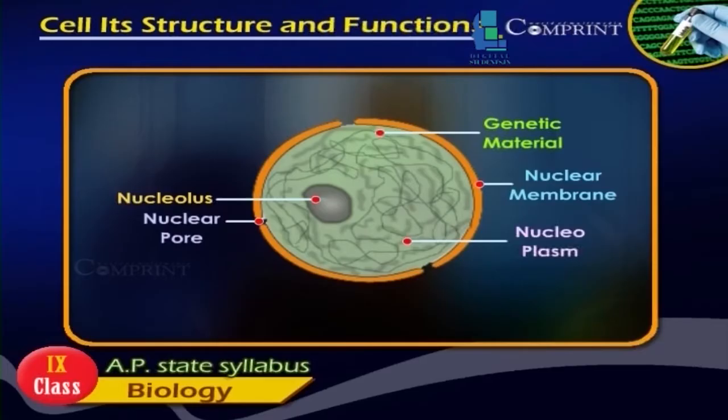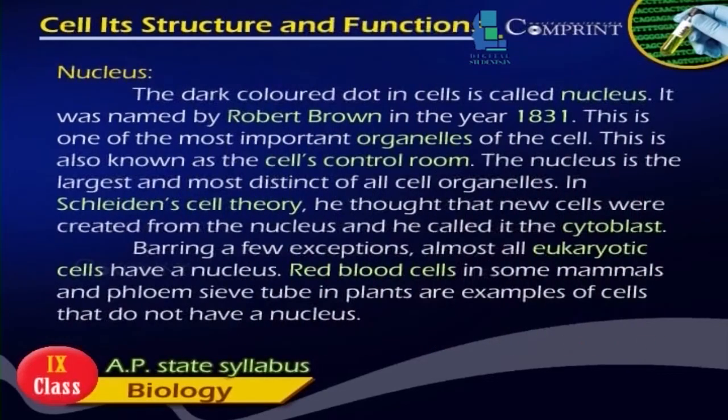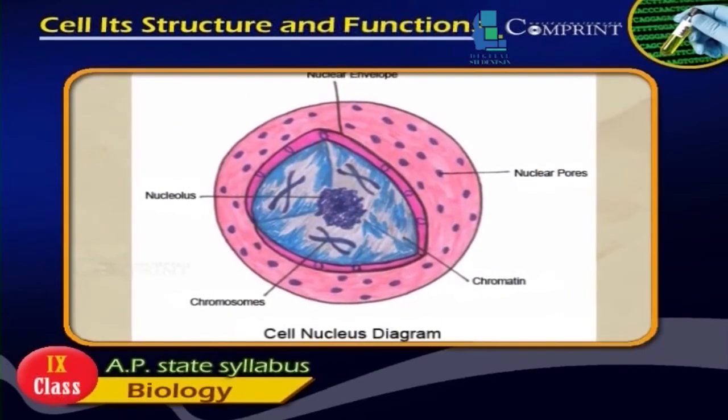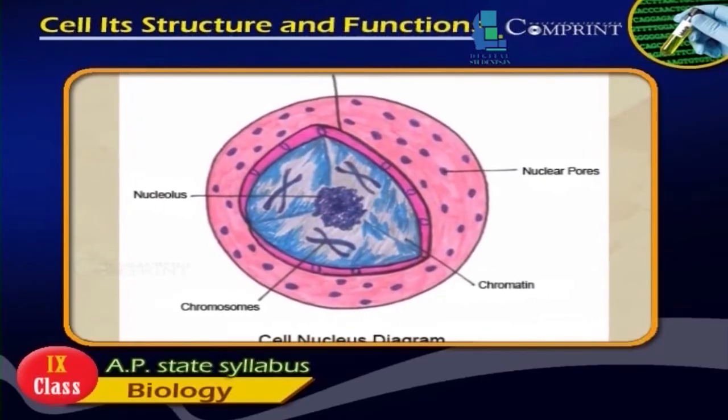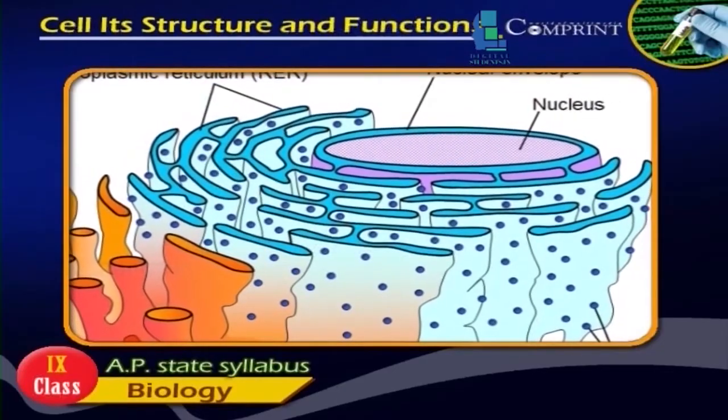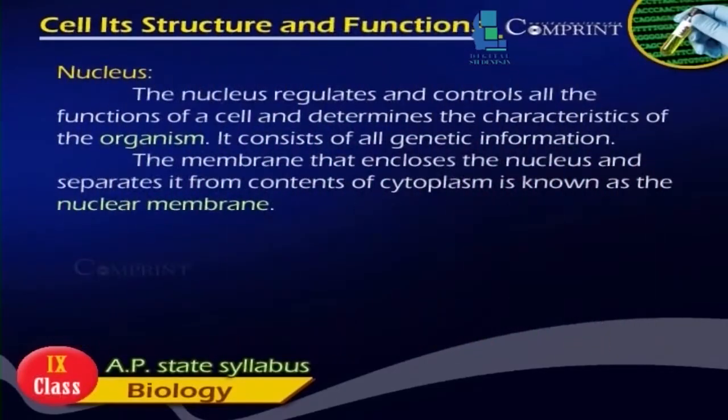Barring few exceptions, almost all eukaryotic cells have a nucleus. Red blood cells in some mammals and phloem sieve tubes in plants are examples of cells that do not have a nucleus. The nucleus regulates and controls all the functions of a cell and determines the characteristics of the organism. It consists of all genetic information. The membrane that encloses the nucleus and separates it from the contents of the cytoplasm is known as the nuclear membrane.